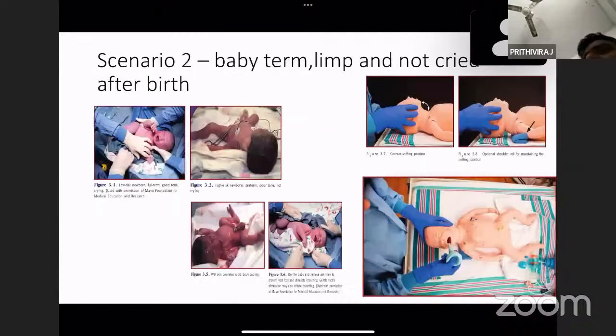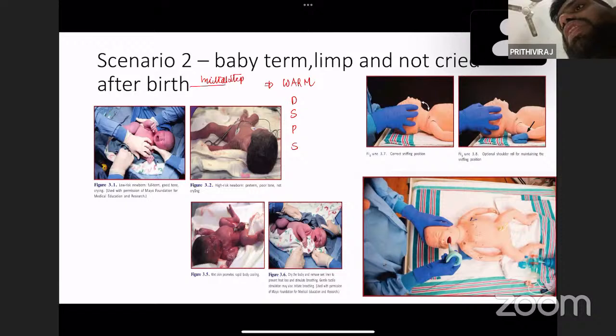And you have to follow this step called WARM DSP. That is the initial step. Now, what is this WARM DSP? Simple as that. So this is known as the initial steps. So what are the initial steps you will be doing for any child who didn't cry and is flaccid but a term child?